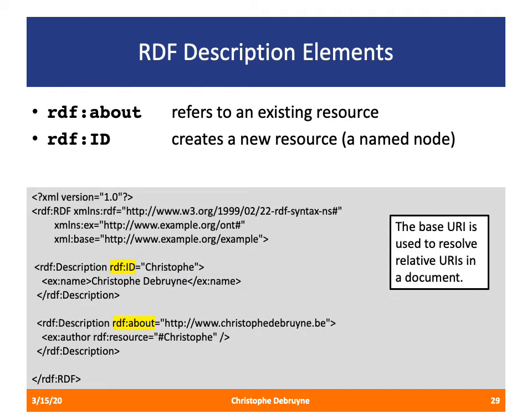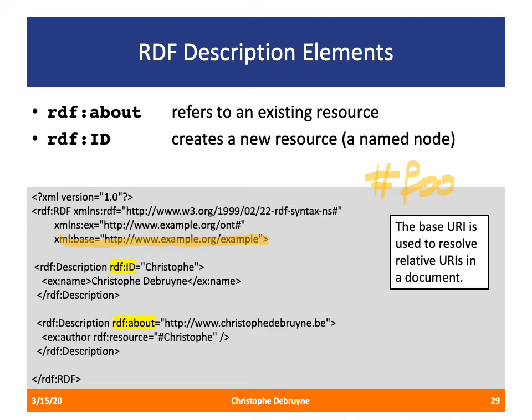So here we have a simple RDF XML document in which I declare the base to be http://www.example.org/example. The base URI is used to resolve relative URIs inside the document. For instance, if I were to have a named node foo and I have no information about its absolute URI, then it's considered to be a named node declared in that base.